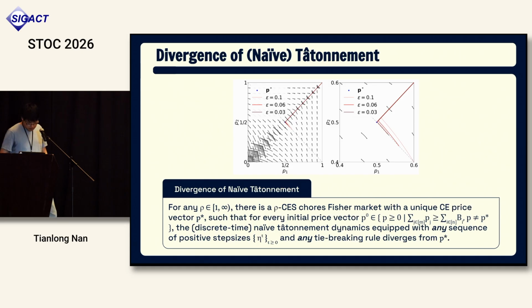And formally in this paper, we show that for the general convex CES Fisher market, for every disutility, you can construct a counterexample, coupled with any hyperparameters, where the naive tâtonnement will diverge from a unique competitive equilibrium. So it robustly diverges.